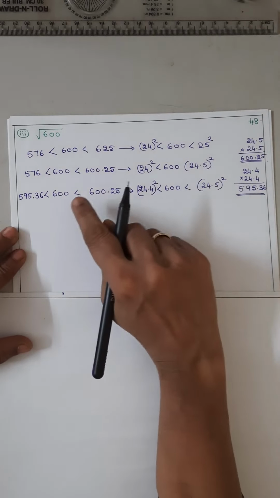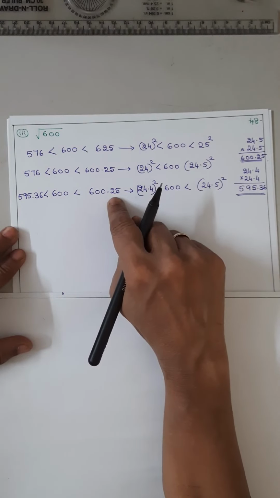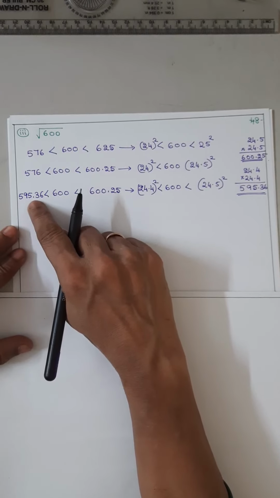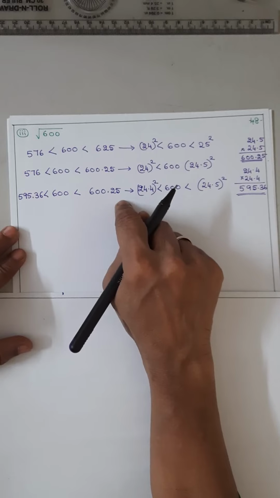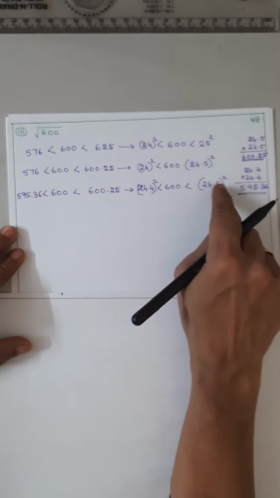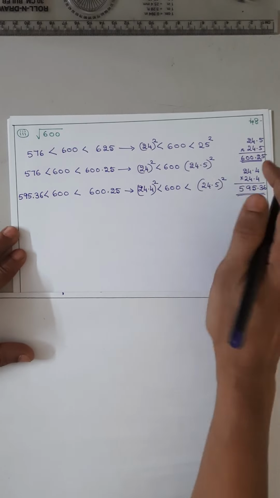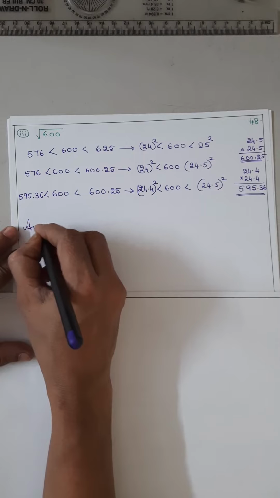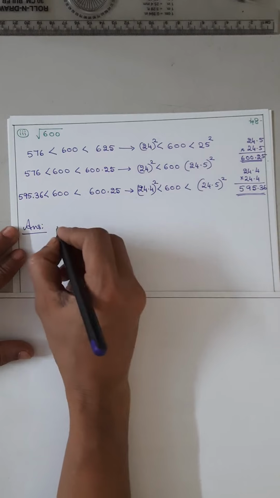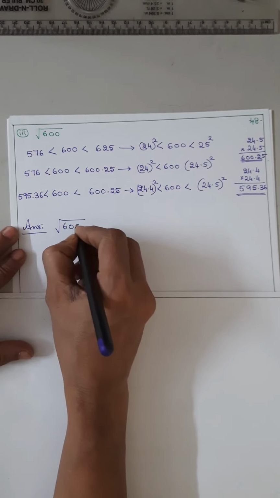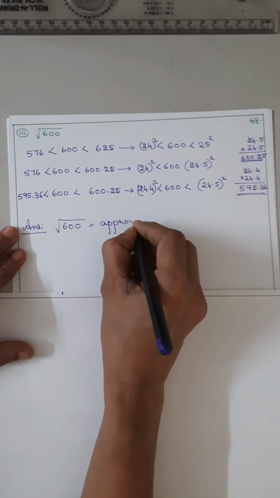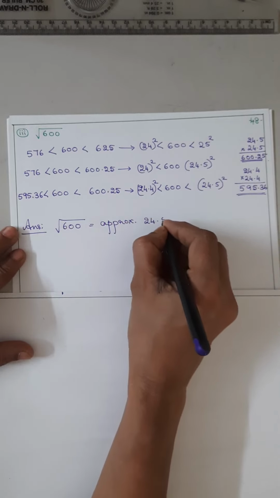So check, it is 600.25 and 595. इधर almost 5 है ना, तो इधर 0.25. So which is nearer? This number is nearer. So इसका square root क्या है? 24.5. So answer: ऐसे क्लियर कट आपको मिलेगा तो सब्ट्रैक्ट करने की जरूरत नहीं है। Answer: square root of 600 is equal to approximately 24.5.